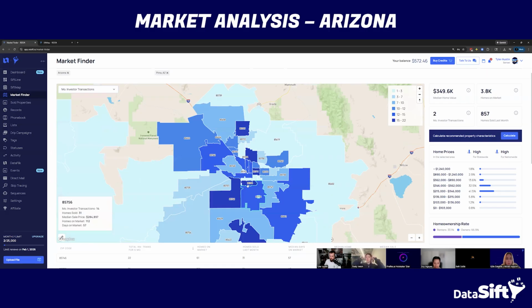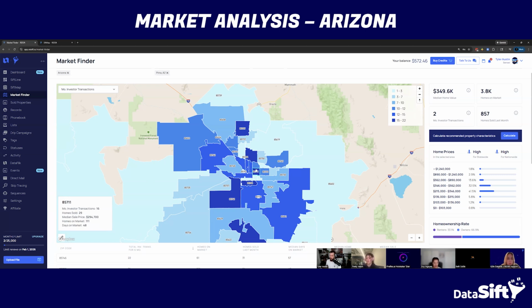And I'm just going to hover inside and look at the monthly investor transactions and how many days on market with that median sales price. Okay, so I'm just going to generally get an idea. See like 53, 57, 48. So 85711 has 48 days on market, 16 investor transactions, 58. So I'm liking that zip code right now, in a good price point. It's got investor transactions happening.